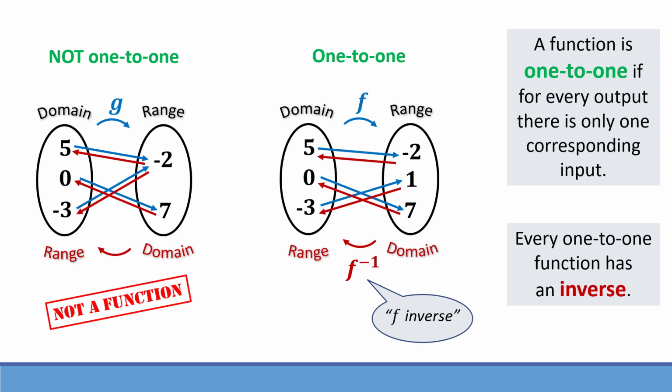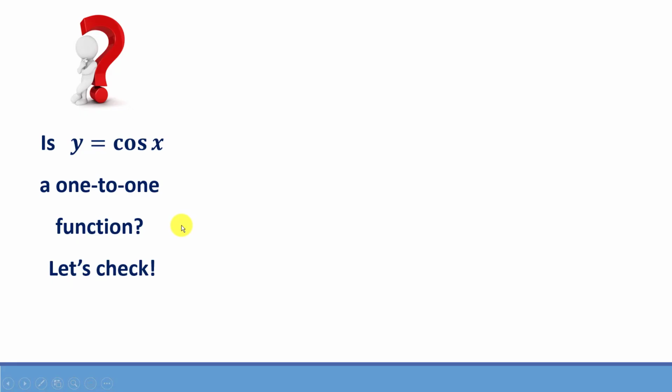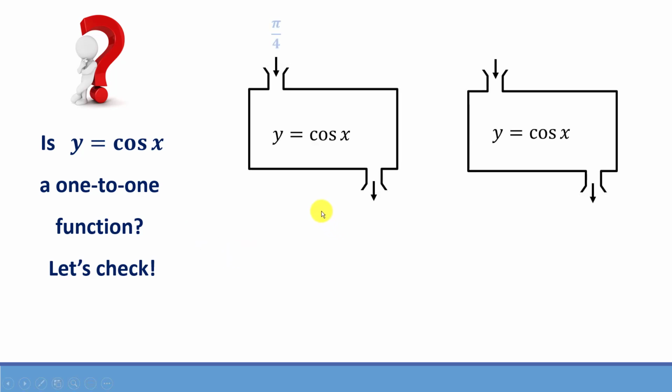And since our topic is inverse trigonometric functions, it would be logical to think that trigonometric functions have to be one-to-one so that we can obtain their inverses. But are they? Let's use the cosine function to investigate that. Is it a one-to-one function? Let's check. Let's pick an input, for example, pi over 4. If pi over 4 goes in the box, what will come out of the box? Well, it's just plugging pi over 4 into the cosine function and getting radical 2 over 2 as the output.